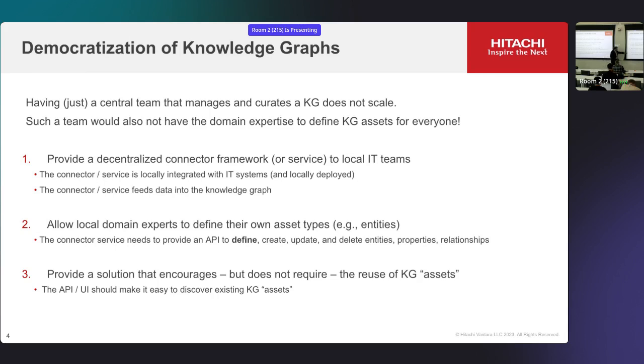And then finally, if we move data into a knowledge graph, can we reutilize certain knowledge graph assets, entities, properties, relationships, as much as possible? So here's a trade-off, and this is really important to understand. We don't want to force anyone to follow a certain standard. But we want to encourage people, make it very easy to discover what's already there and then reutilize that when they define their own asset types. And this is where I'm going to spend a lot of time.